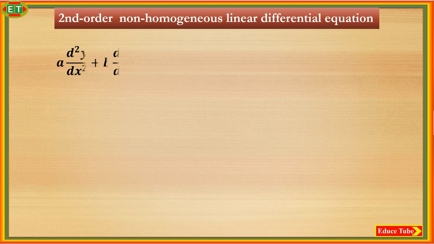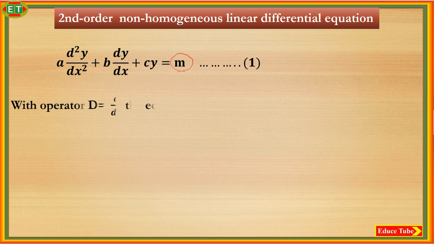Hi everybody. Today my topic is second order non-homogeneous linear differential equation. Here I put one equation: a d square y by dx square plus b dy by dx plus cy equal to m. It is a second order linear differential equation. As well, it is non-homogeneous because on the right hand side I put here m.